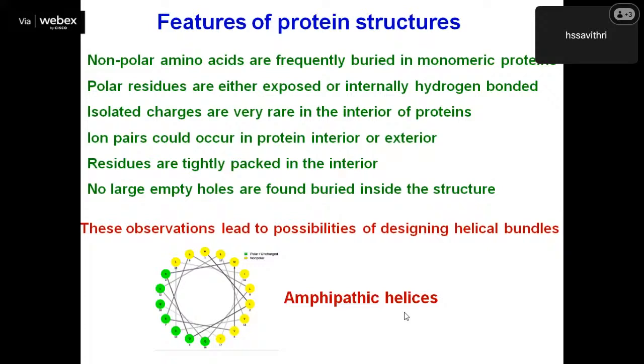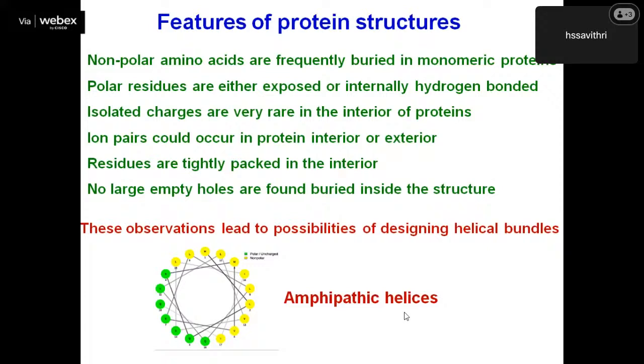Non-polar amino acids have to be inside the proteins. Polar residues which love water have to be exposed to water, and if they are not exposed, they should be internally hydrogen bonded. Their hydrogen bonding should be satisfied internally. Isolated charges are rare, never found in the interior of protein. No charge group should be in the interior. But a pair of positive and negative charges sometimes could be in the interior of the protein, they can also be in the exterior.